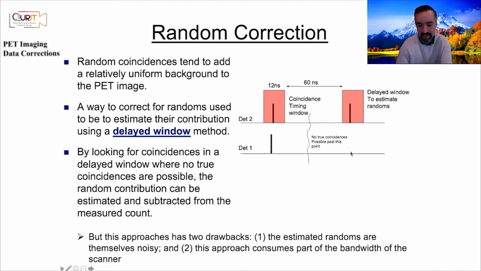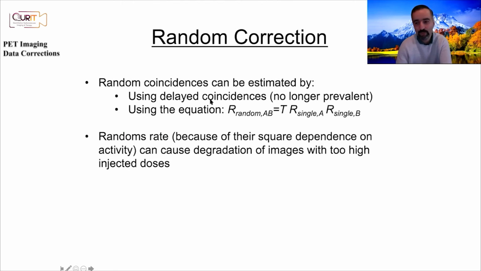And secondly, as you can imagine, it is consuming part of the bandwidth of the scanner. So not only are you doing your usual timing window, now you're also doing a delayed timing window to estimate the randoms. So you're almost consuming twice as much bandwidth in your coincidence processor. These two have been drawbacks, and that's why people have over the years moved away from this technology. Even though it's such an exciting and interesting concept, and whoever thought of it was clearly a genius, people have moved away from it because of those two problems.